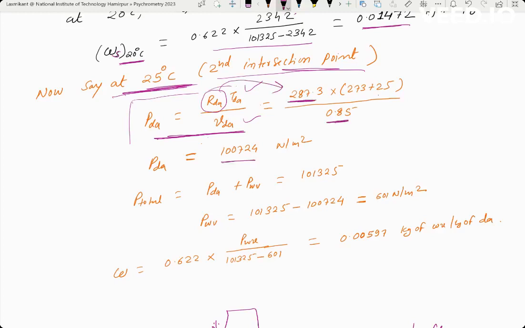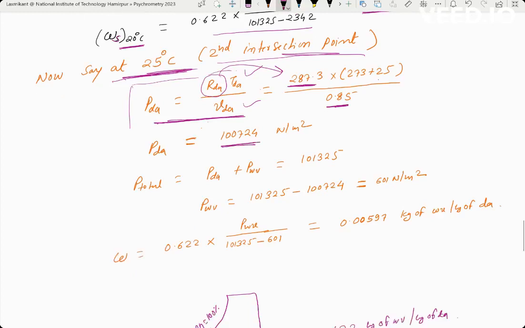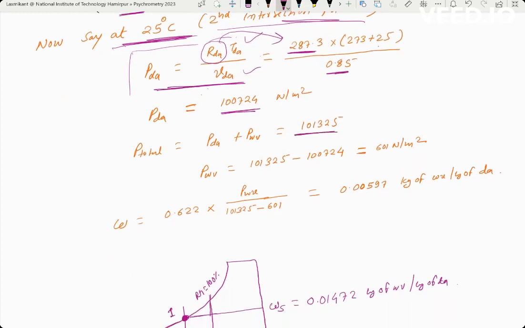So the partial pressure of dry air is 100,724 Newton per meter square, and the total pressure is a constant which is fixed for a particular location. That is 101.325 kilopascal. From this we can find the partial pressure of water vapor, which is equal to 601 Newton per meter square. So this is the partial pressure of water vapor.